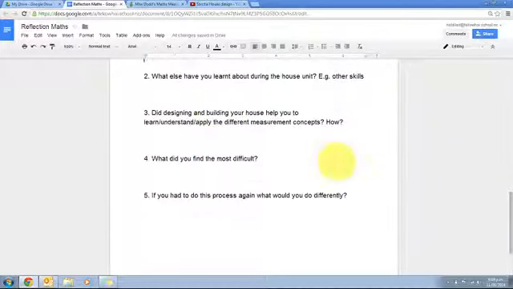3, did designing and building your house help you to learn, understand, or apply the different measurement concepts? So what I want to know here is, did actually the process of designing your house and then building it help you to understand the likes of perimeter and area? And how did it do that? Was being immersed in this topic-based maths where you're focused on your house, did this help you to understand the maths better?